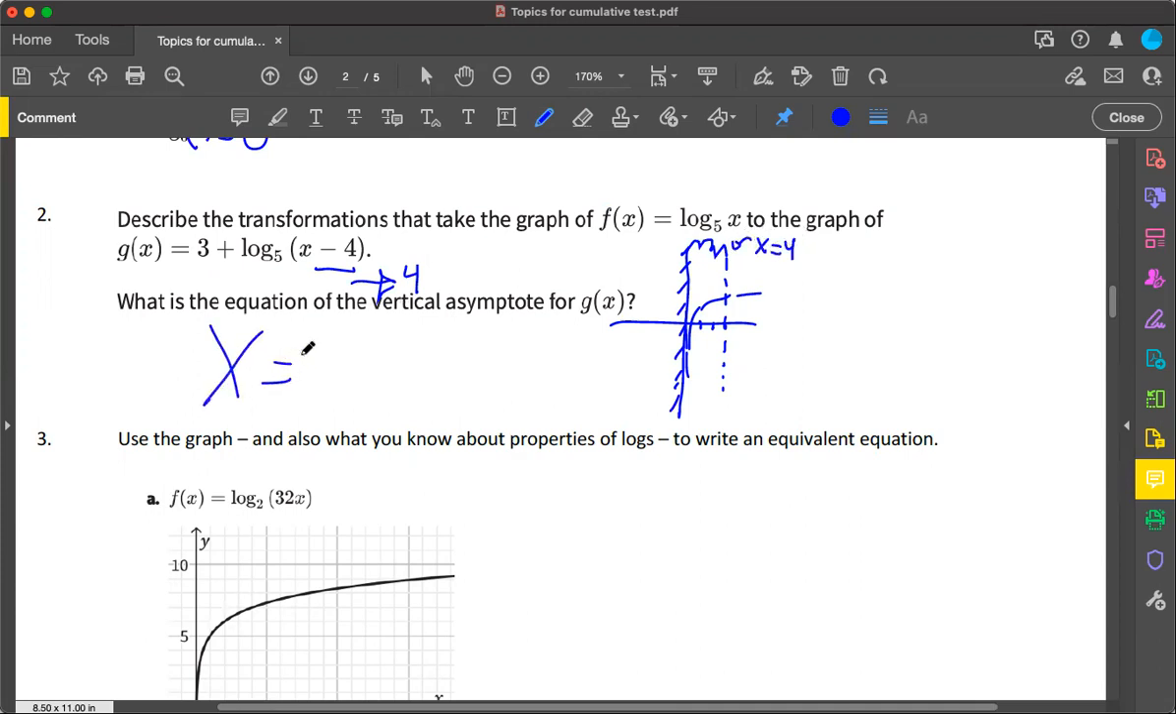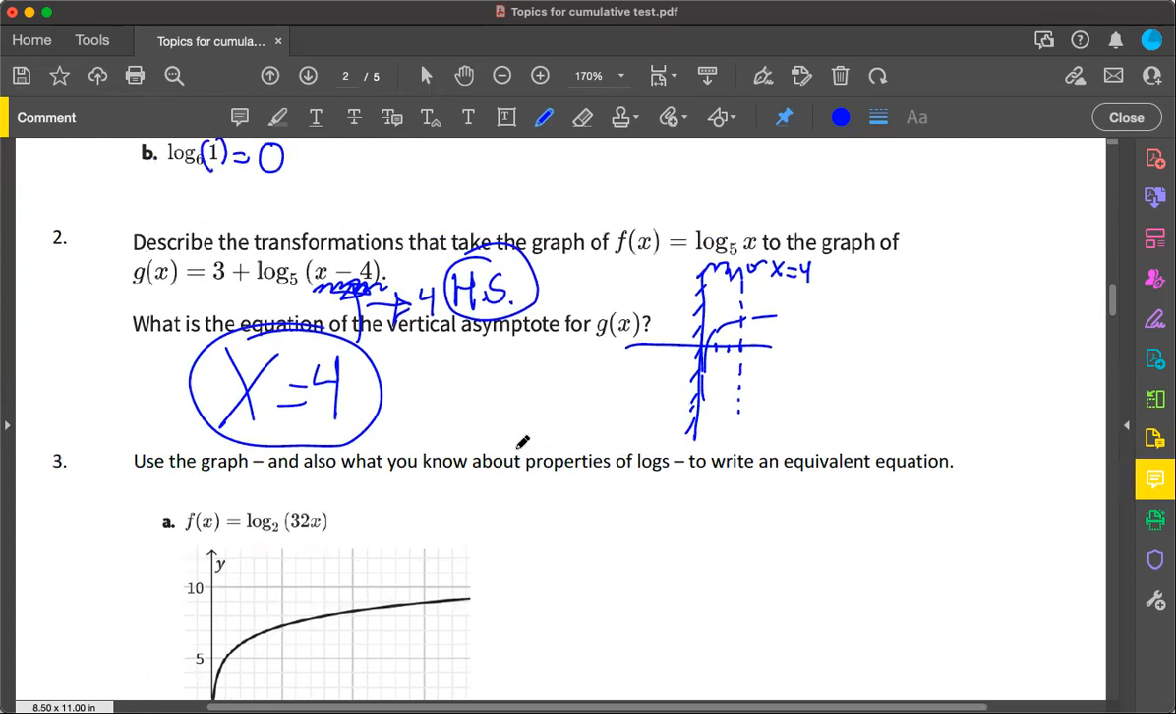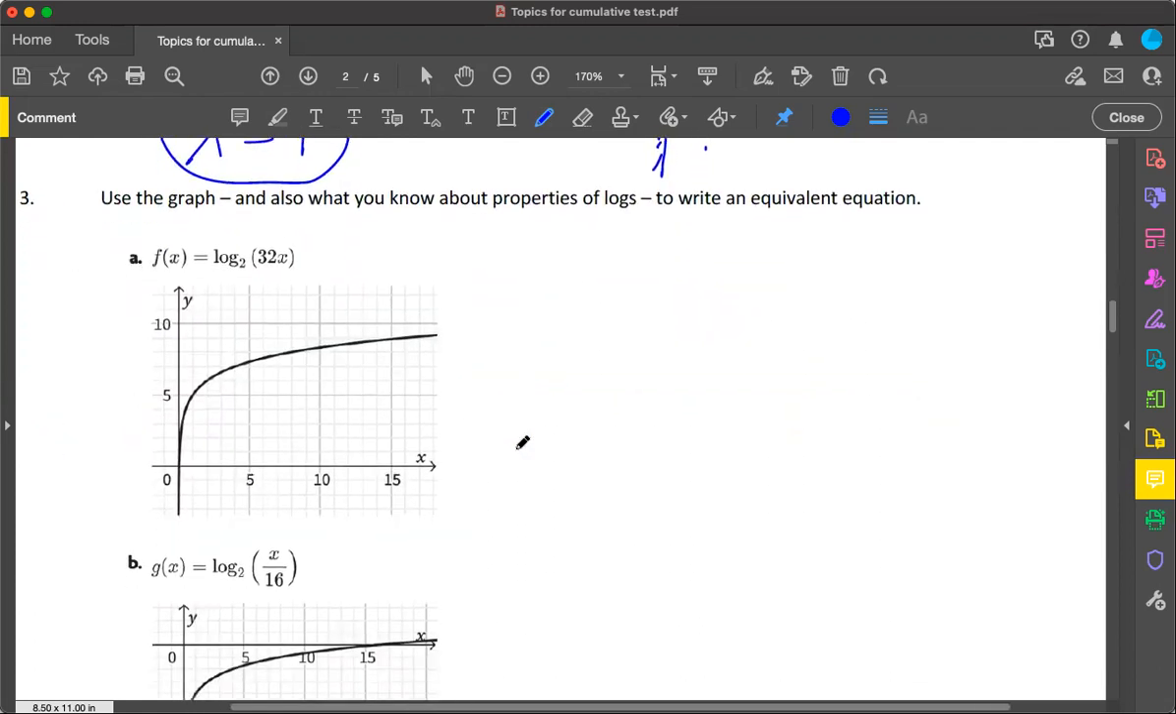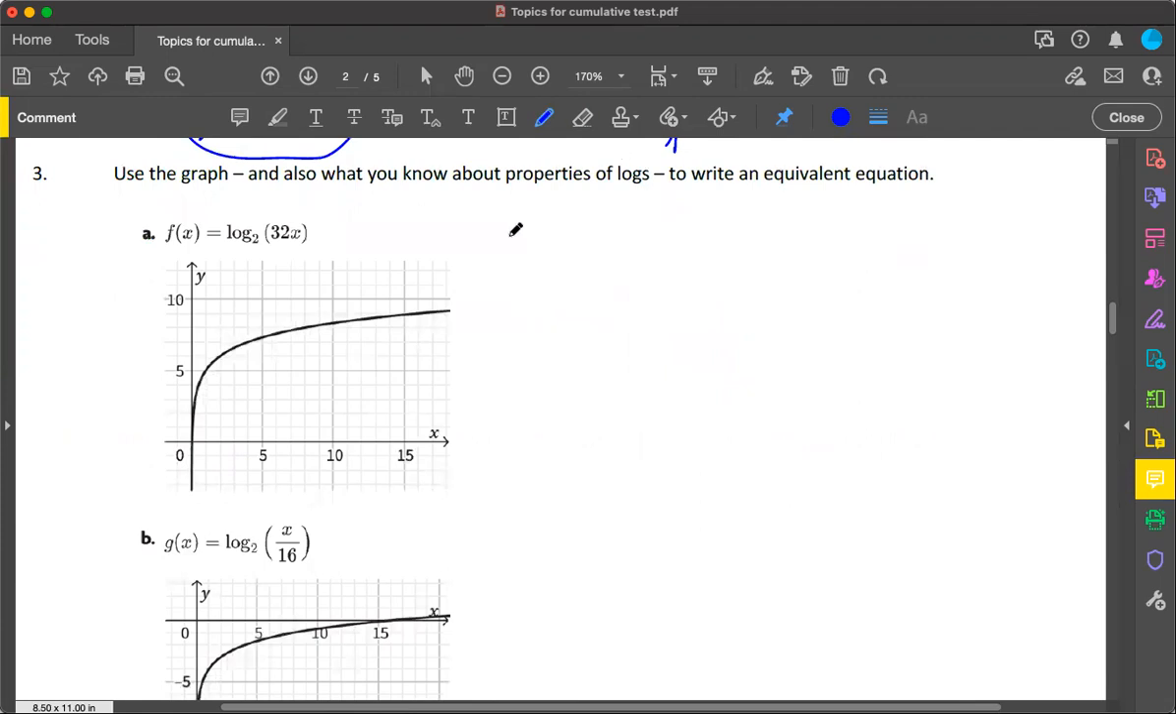So what's the equation of the vertical asymptote? X equals 4, based off of the inside, again, horizontal shift. So hopefully that makes sense. Use the graph and also what you know about properties of logs to find the equivalent equation. This is going to use the multiplication property. Well, I mean, you get to kind of clean up.